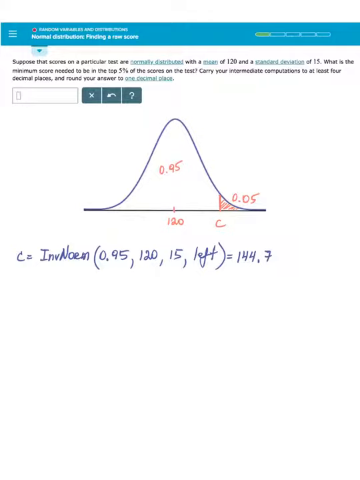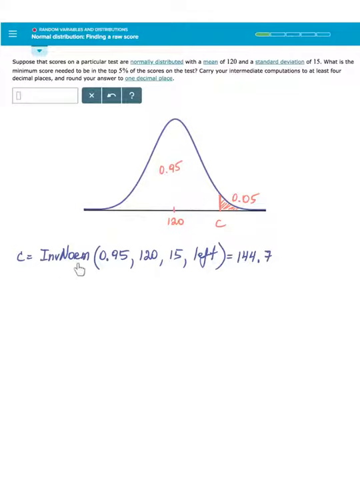Based on the fact that the scores are normally distributed, I use the bell-shaped curve, which will be centered at the mean of 120. And I am interested in the top 5%, and I want to know which test score separates the top 5% from the remaining 95% of scores. I want this value of C that has 95% of data to the left of it.